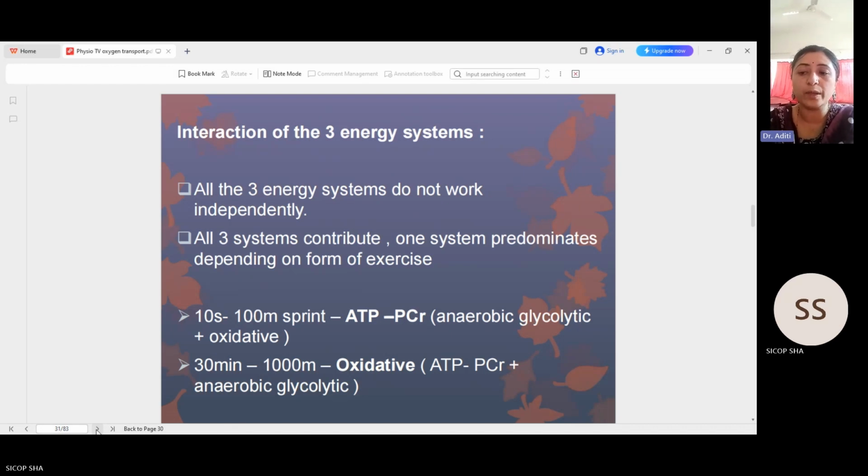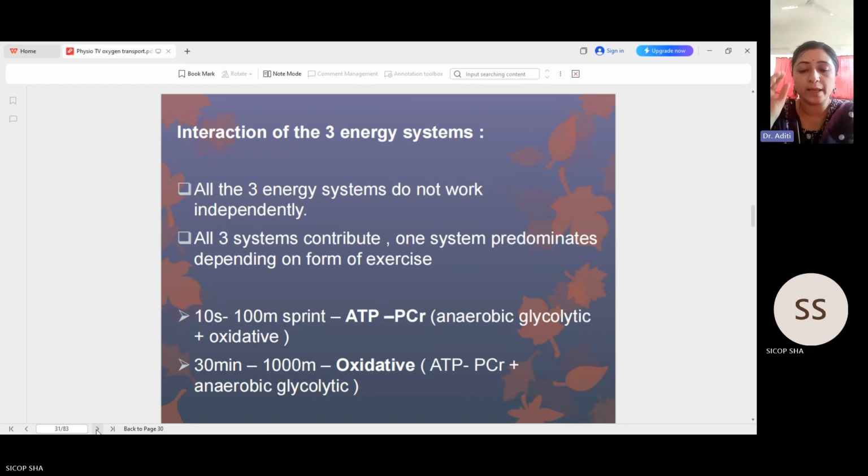Okay, then it will be anaerobic glycolytic, and then it will be oxidative. When you have a longer duration activity, say for 30 minutes or 1000 meters of run, it is going to be more of oxidative. But again, it will start with ATP PCR, then anaerobic glycolysis, and then oxidative.